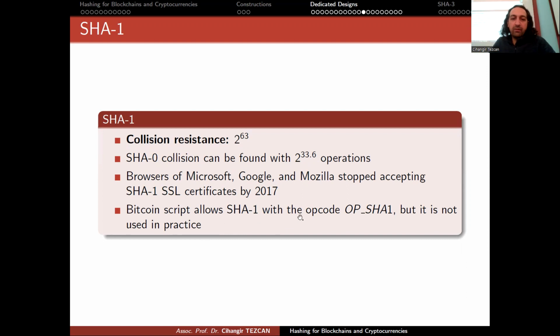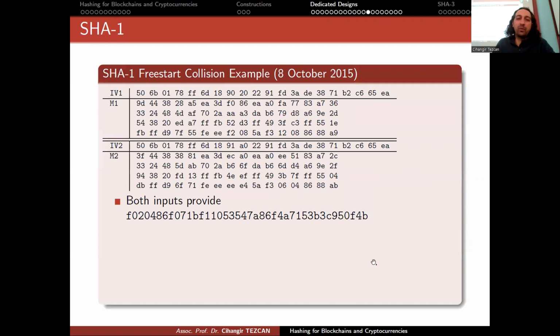Again, Bitcoin script allows SHA1 with opcode OP_SHA1, but it is not used in practice and you shouldn't use it if you write your own transactions. So in 2015, the first collision example is obtained, but this is a free-start collision, meaning that the IVs are different, as you can see here. Actually, not different, but different than the specified version, let's say. This is different than the NIST documentation.